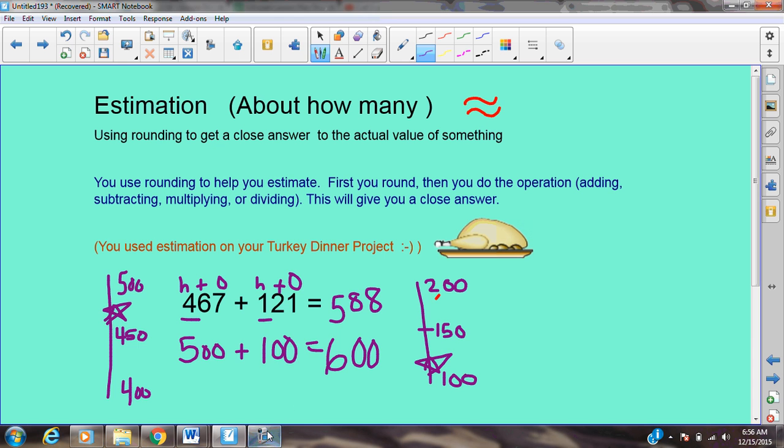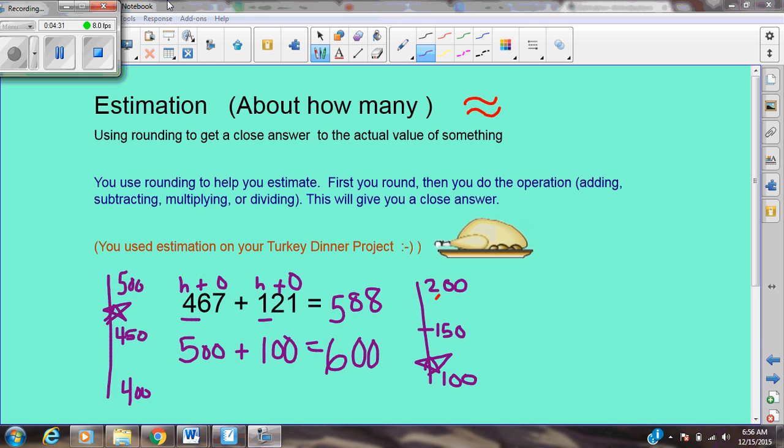You can use estimation with any operation, even if you're subtracting. That is estimation.